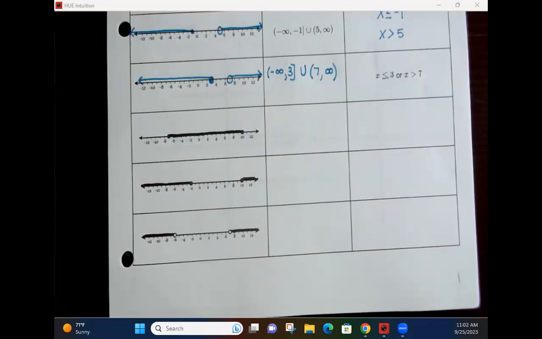Anybody remember doing this in Alg 2? I don't think they were exactly the same examples, but we used a very similar format. For example, we talked about the union and interval. Very good.